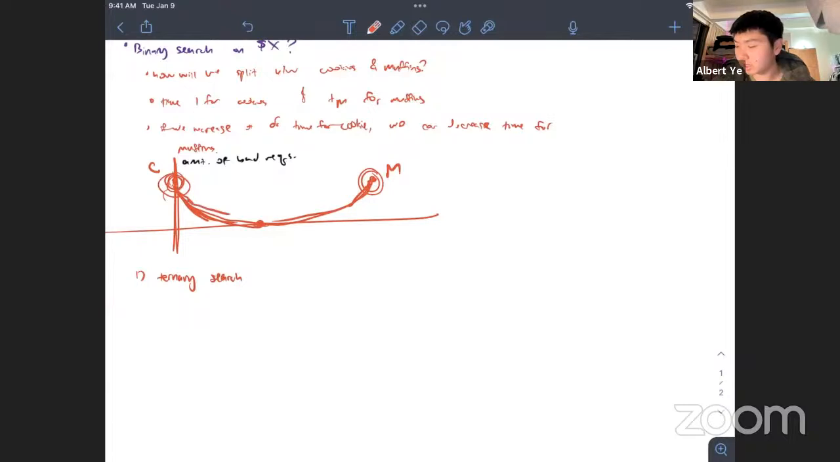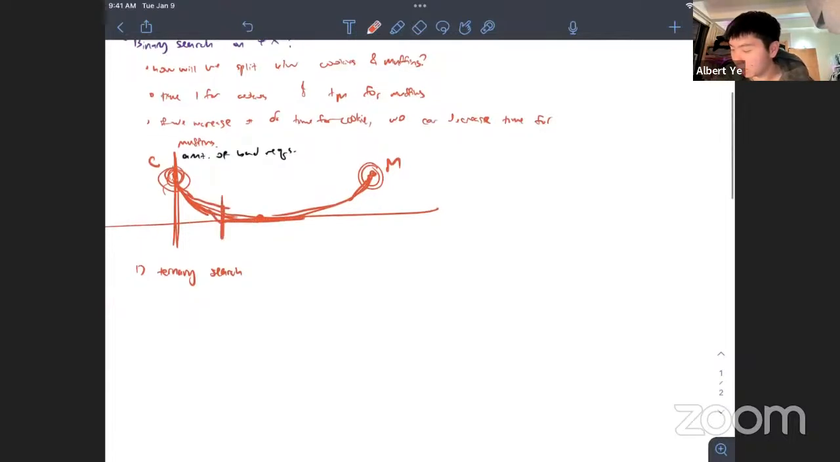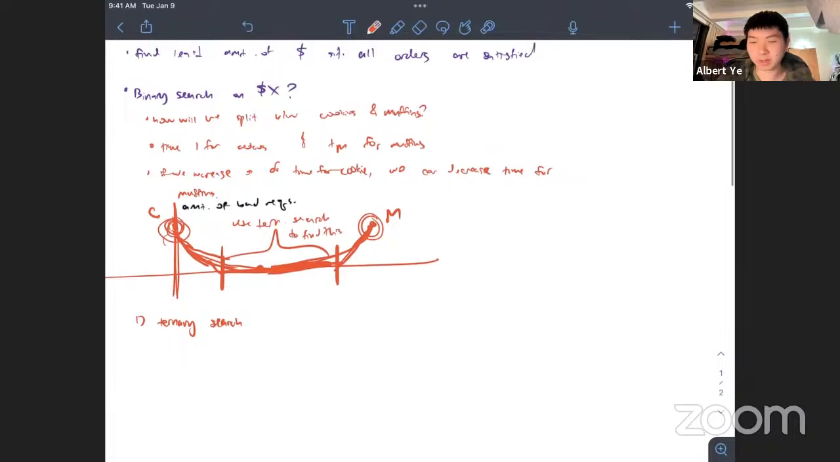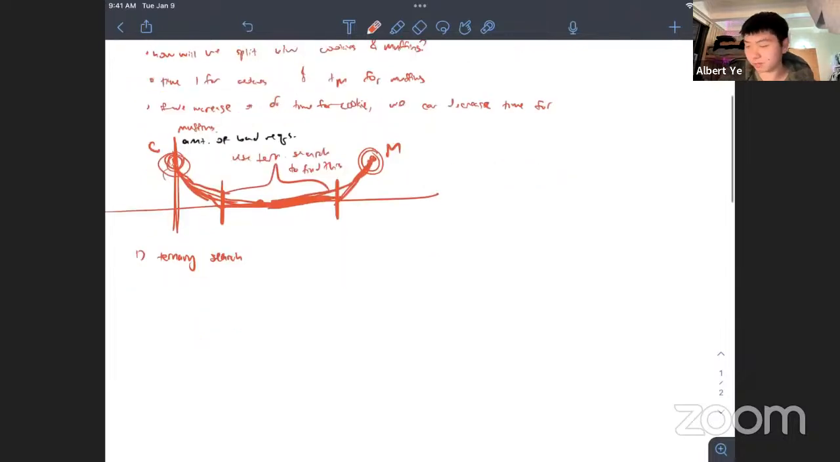In this case, we have a bunch of cases where it doesn't work on the C end, and then a bunch of cases where it works, and then a bunch of cases where it doesn't work on the M end over here. So we can sort of use ternary search to find this. This is pretty much as in-depth as I'm going to go for this solution.